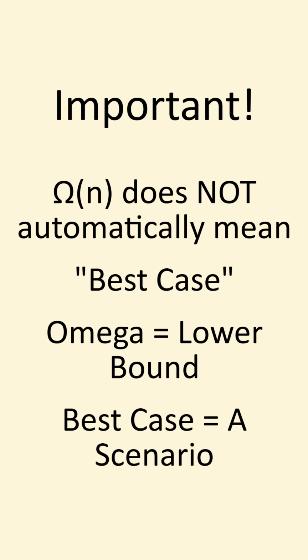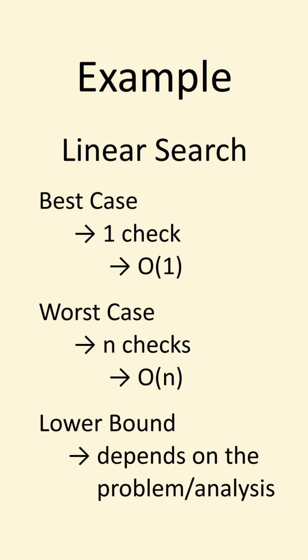And here is an important distinction. Omega does not automatically mean best case. Omega is a mathematical lower bound while the best case describes a particular input scenario. For example, linear search can find an item immediately, but in the worst case, it may inspect every item. The correct omega bound depends on exactly what we are analyzing.